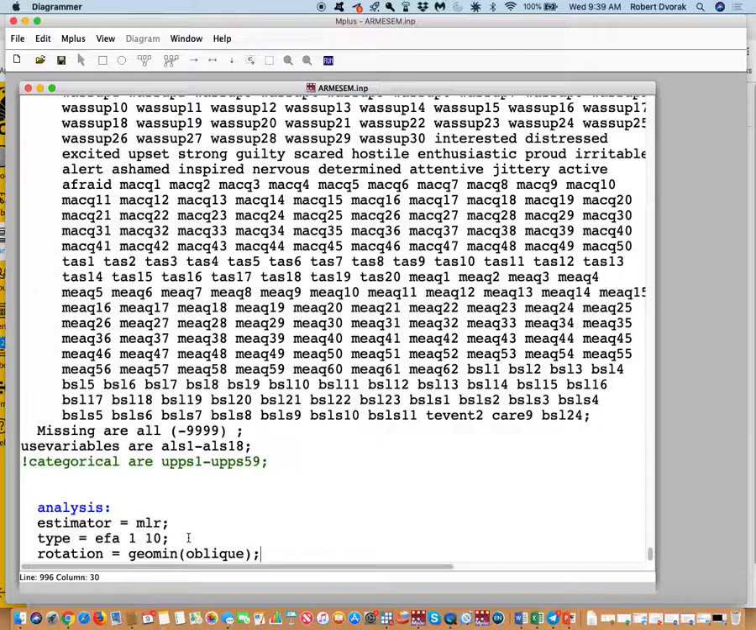What is the EFA 1 through 10? Oh, I'm sorry. Yeah, that means we're going to do an exploratory factor analysis, and we want it to look at one up to 10 factors, 1 to 10.